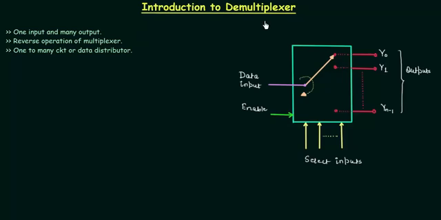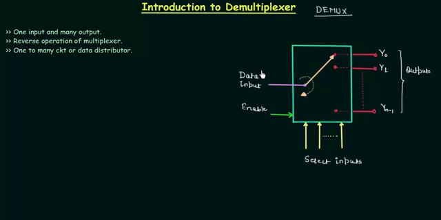Welcome to this presentation. From this lecture we will start demultiplexer. Demultiplexer, in short called demux. Demux is a combinational circuit having one input and many outputs. Depending upon the select inputs, this single input is transferred to any of these outputs. So we can clearly see demultiplexer has the reverse operation as compared to multiplexer.